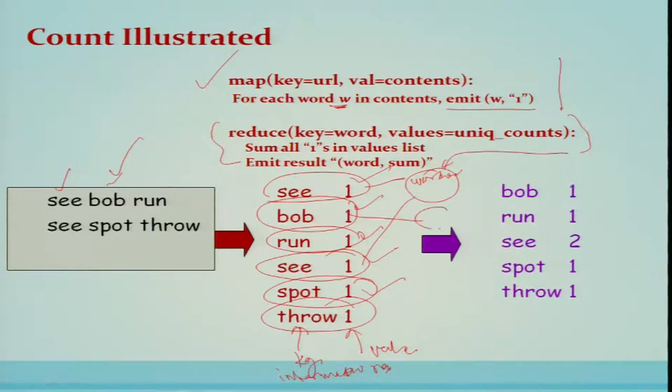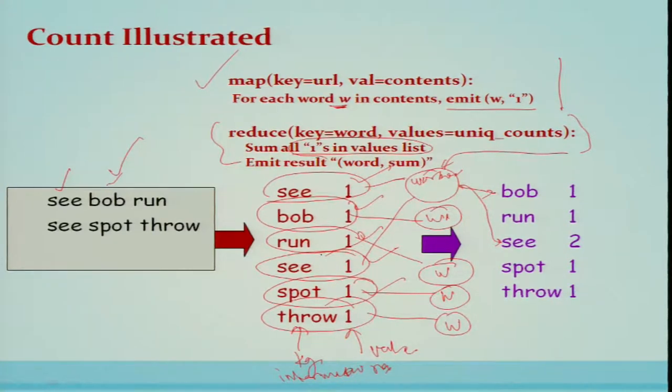Similarly, Bob will have another worker, and run will also have another worker, and spot is also another worker, and throw is also another worker. So just see that as far as C is concerned, C will output 2. Why? Because it will just add both of them. So here you see that it will sum all ones in this list.